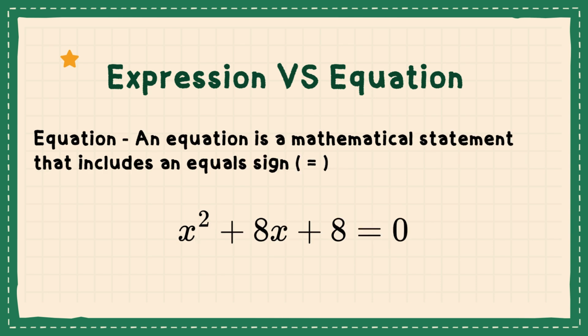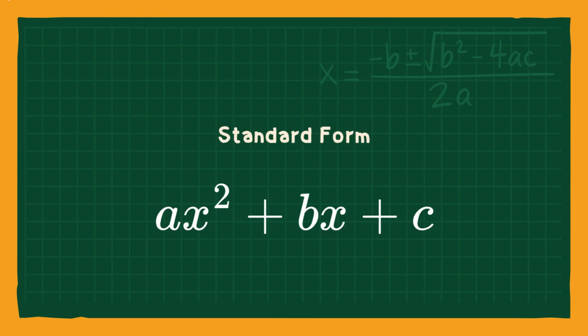Now, the equation is the total opposite. An equation is a mathematical statement that includes an equal sign. So remember, when you don't see an equal sign, but you have x to the power 2, you're dealing with a quadratic expression. But once you have an x squared and an equal sign, that is a quadratic equation.